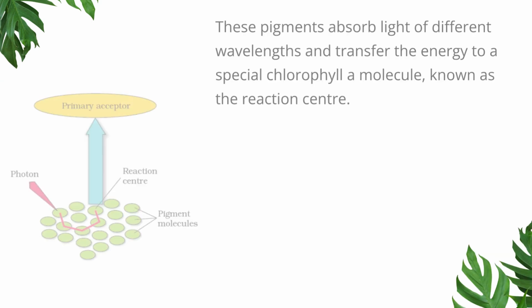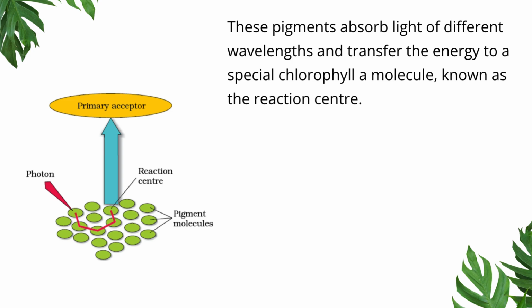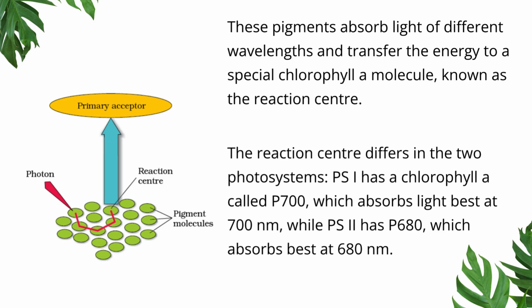These pigments absorb light of different wavelengths and transfer the energy to a special chlorophyll molecule known as the reaction center. The reaction center differs in the two photosystems. PS1 has a chlorophyll called P700, which absorbs light best at 700 nanometers, while PS2 has P680, which absorbs best at 680 nanometers. Together, these systems help capture light energy efficiently and drive the initial steps of photosynthesis.